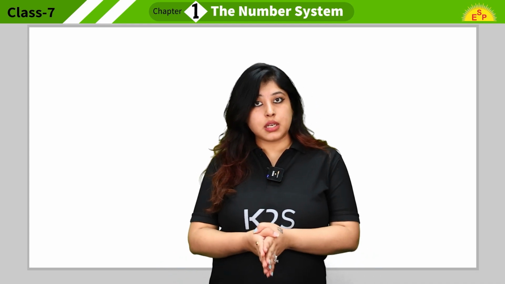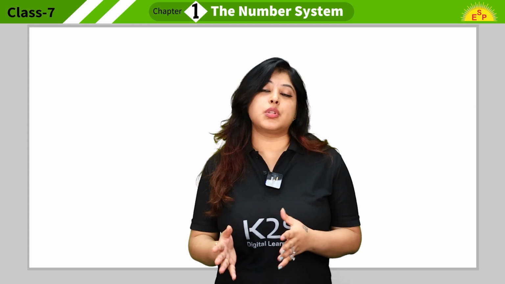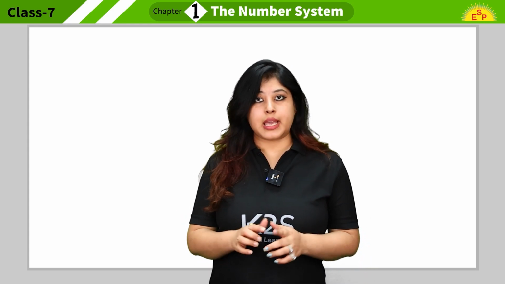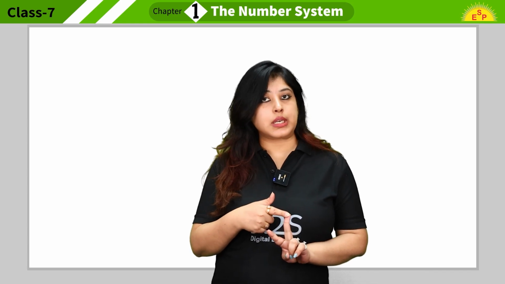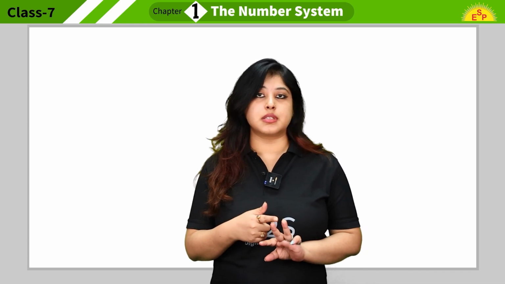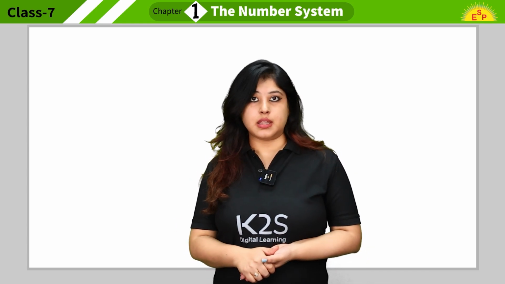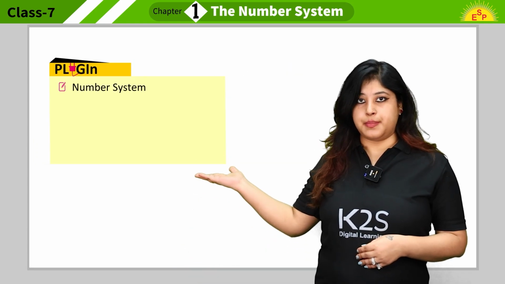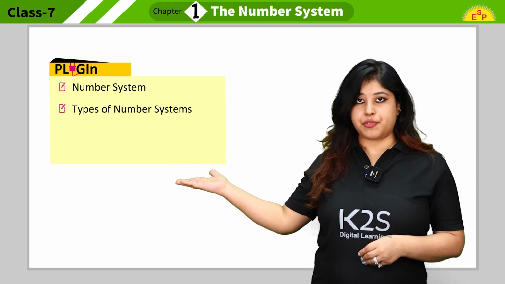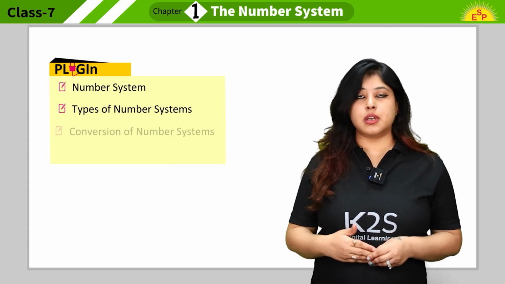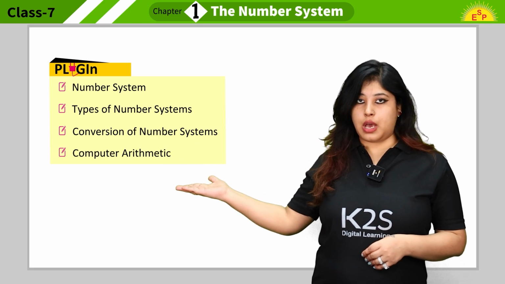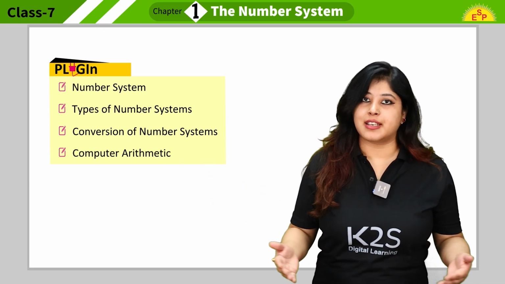So there are other number systems as well. So this comes under the binary number system. So other number systems like hexadecimal number system, octal number system, decimal number system, which we'll learn in detail in this chapter. So let's plug in the chapter. Number system. Types of number systems. Conversion of number systems. Computer arithmetic. Let's just start the chapter.